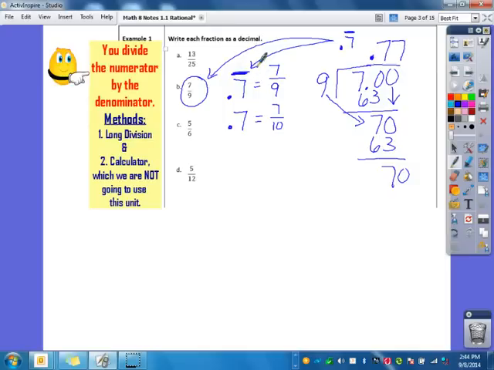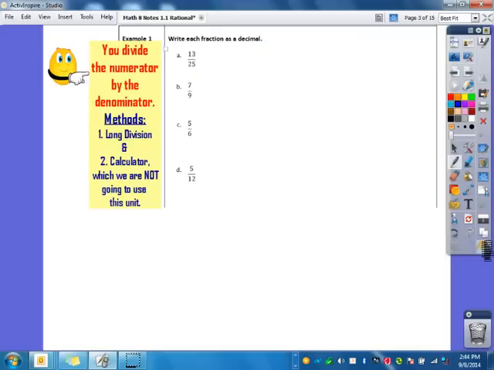Anytime it's over 9. You'll see other examples where you might have 17 over 99. That would be 0.17 repeating. Anything over 9 or 99, those are repeating decimals.